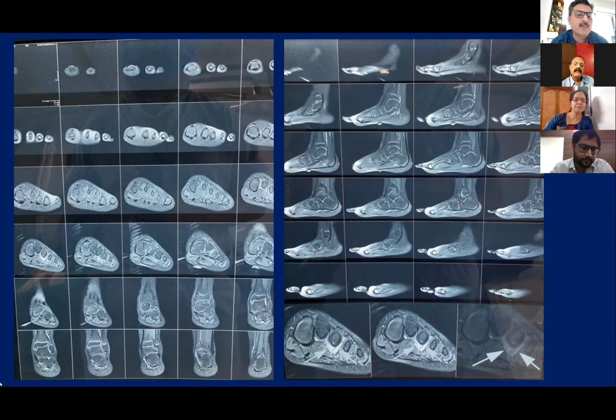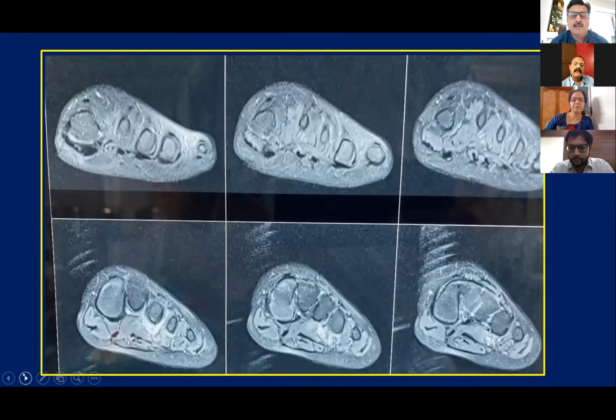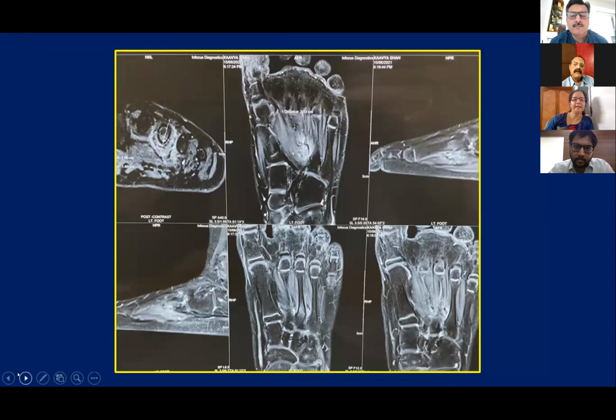Do you have further images, Shalin, on this? Yes, sir. Or some closure images? Yeah, this also is showing this. See, the next one. Go to the next one. Here we can see the marrow changes in the base of the third metatarsal. Yeah, this is the one.